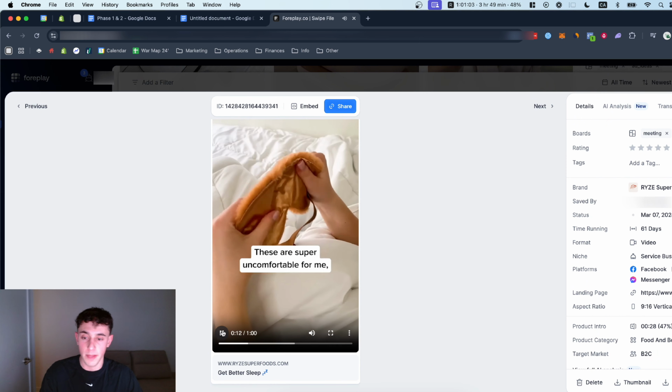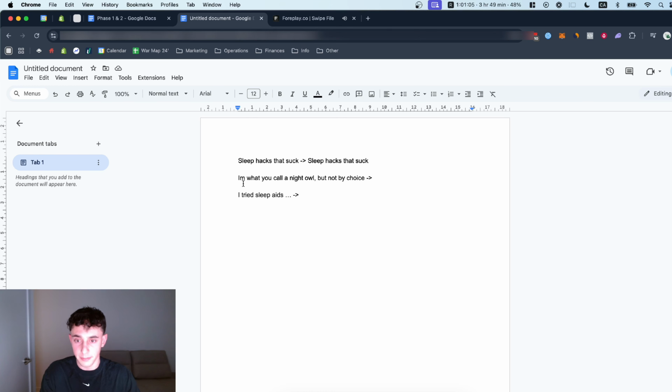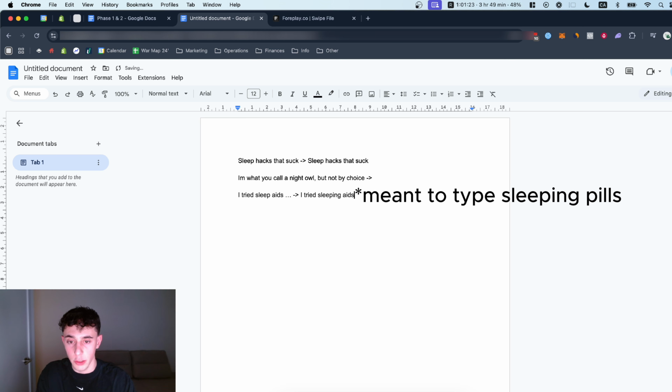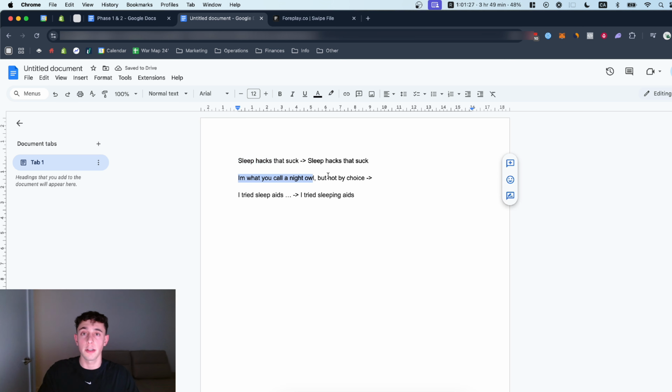Based off your research. And essentially what you do is go through this document line by line, and you rewrite it for your own brand based off your research. Once again, I tried sleeping aids. Now let's say with your research, you found they call it sleeping pills as sleeping aids is what's most common in the reviews for your product. Then you would just simply go, I tried sleeping aids. You change line by line to yours, so it works for your product based off the research you've done.